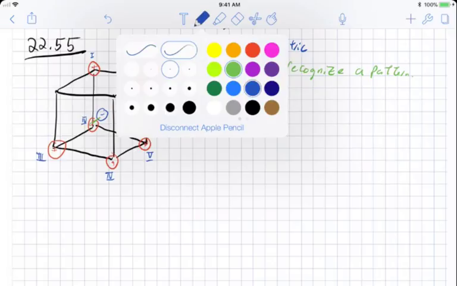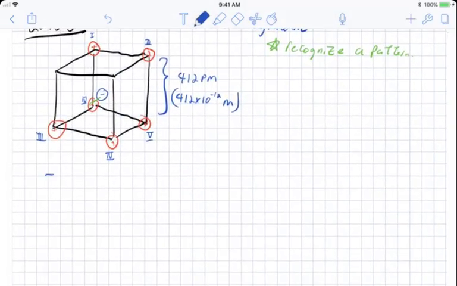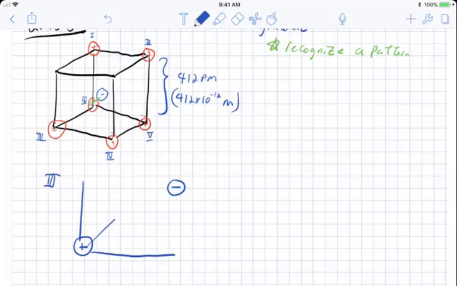So, let's just do one. Which one? How about number 1? I'm going to try to draw, you know what? 1 isn't the right one. Let's start with number 3. So, there's our positive. Here's our negative. This one's in the center of a great big cube. Okay?